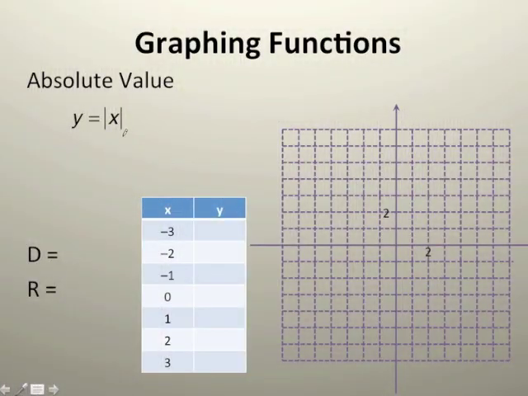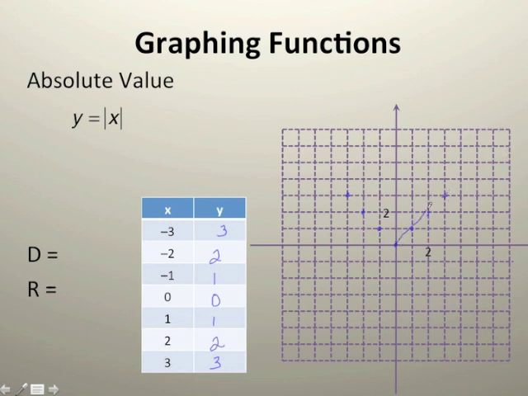Now the absolute value is an interesting function. So I have the x values: the absolute value of -3 is 3, -2 is 2, absolute value of -1 is 1, of 0 is 0, absolute value of 1, absolute value of 2, absolute value of 3. So graphing these points: -3, 3; -2, 2; -1, 1; 0, 0; 1, 1; 2, 2; 3, 3.